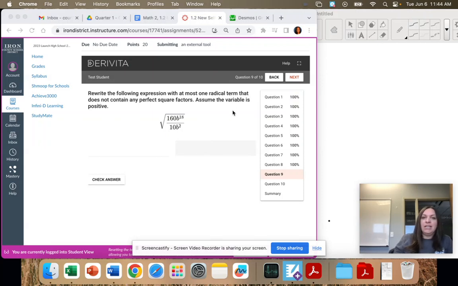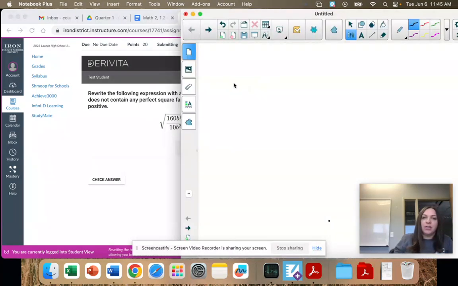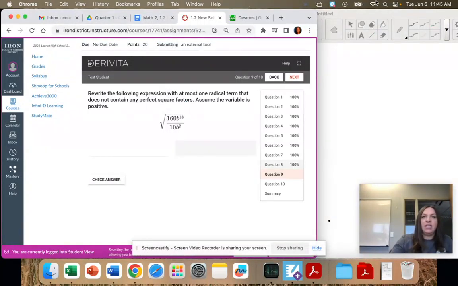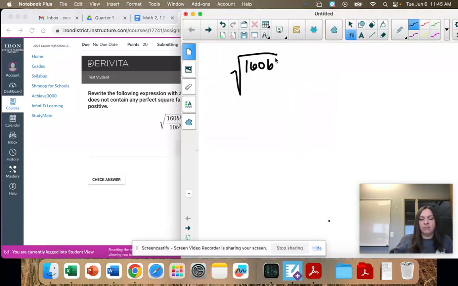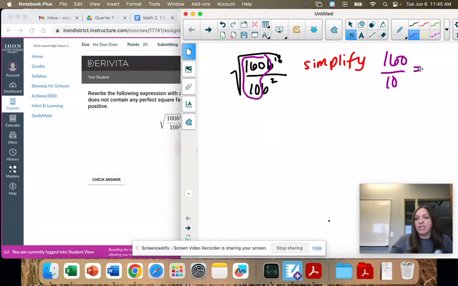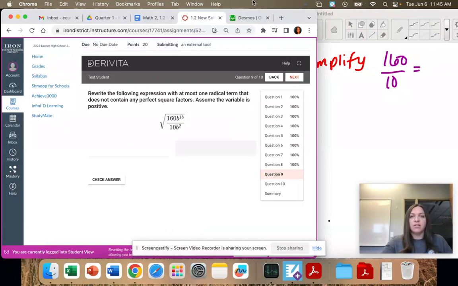So our next one, it's just got more complicated, right? So we have the square root of 160b^18 divided by 10b squared. So first thing, let's simplify what's under the square root. So I'm going to look at just the numbers, 160 over 10. That's going to simplify. They both end in 0.